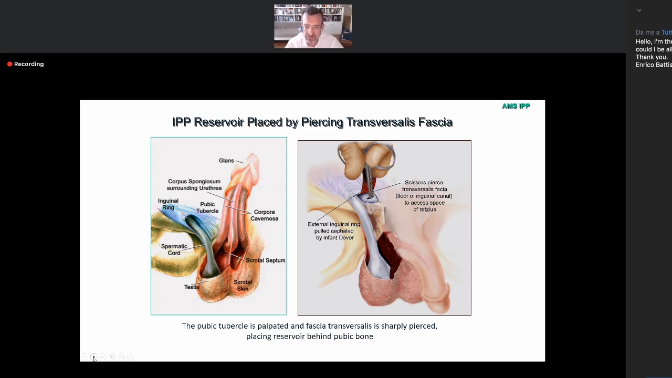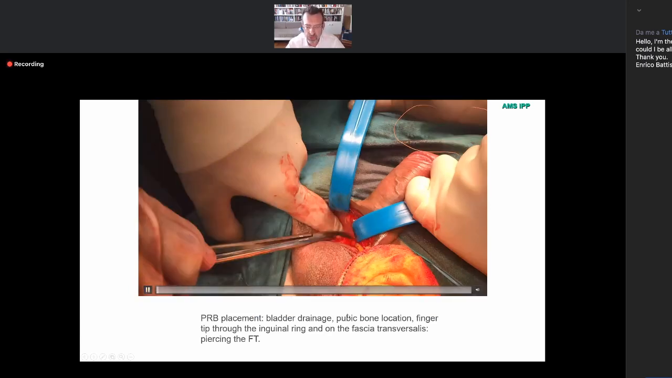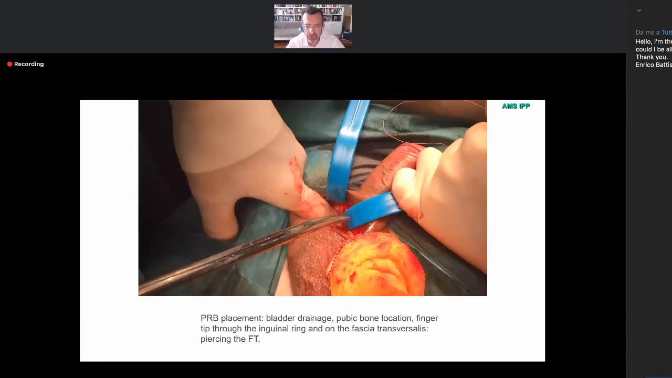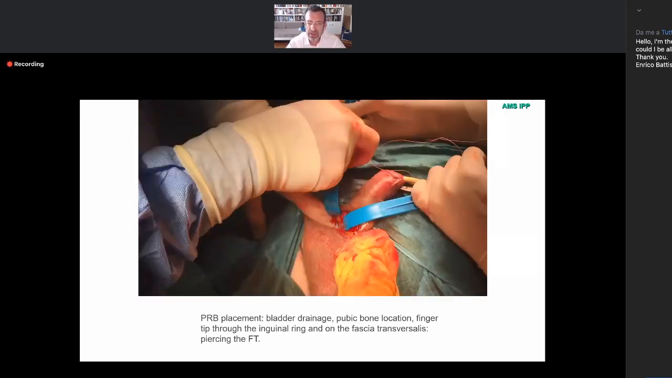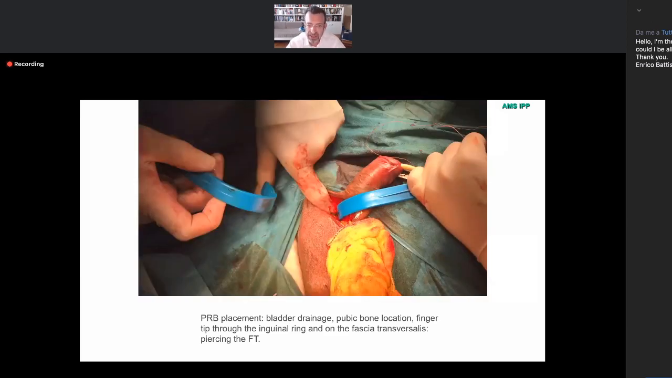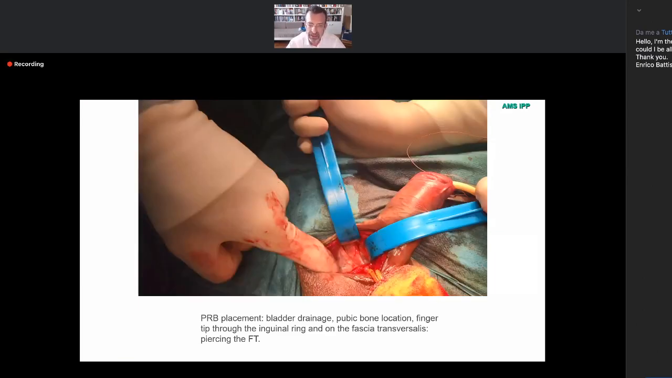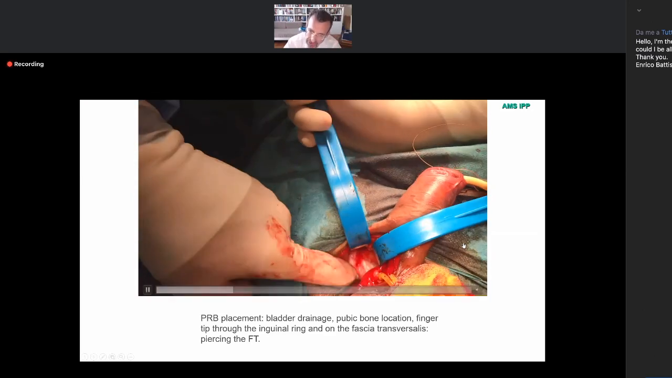We have the video, and with this video, you can click on the video. This is the usual way of doing it through the penoscrotal approach. You see the assistant is retracting laterally the inguinal cord, and you put the scissor over the pubic bone beside the tip of your finger, and you pierce the fascia transversalis with no problem, and you can, with the tip of your finger, feel the posterior part of the pubic bone.